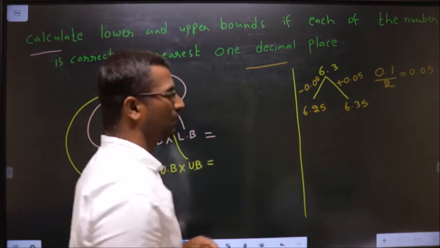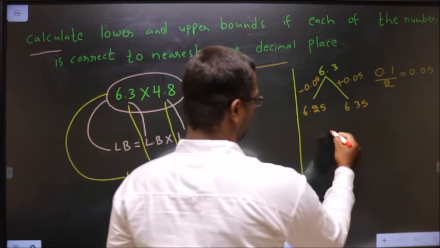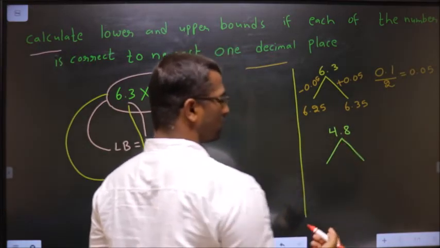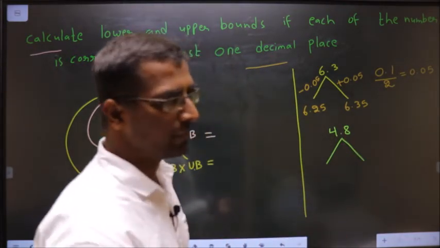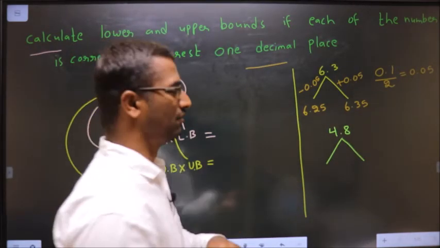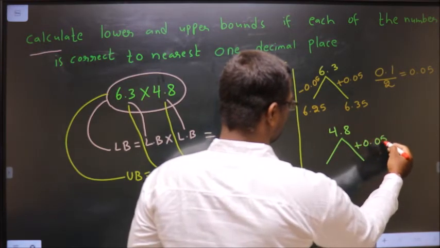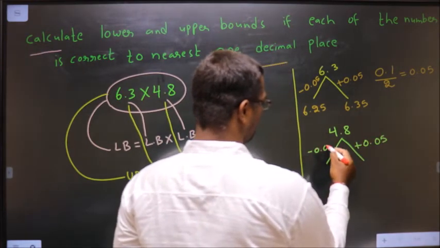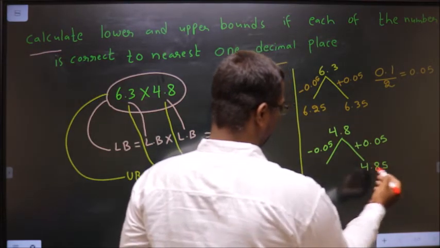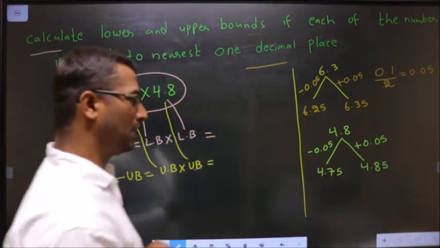Okay. Now the other number, 4.8. Even this is also nearest to one decimal place, which is 0.1. So when I do half, I get 0.05. So add 0.05, subtract 0.05. I get 4.85 and 4.75. Clear?